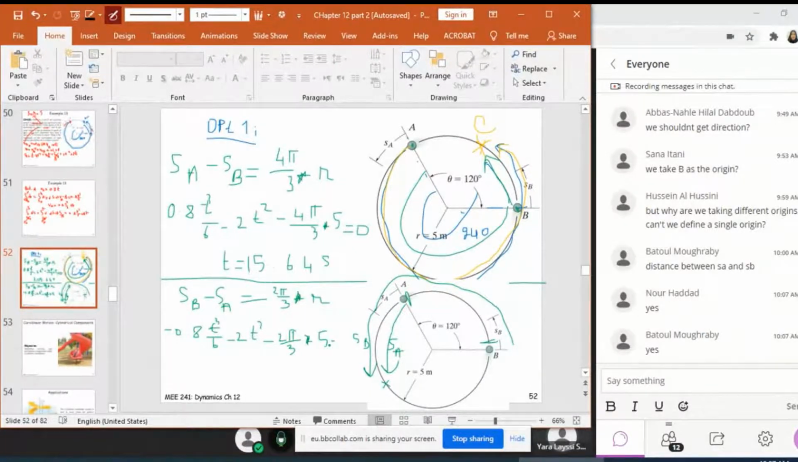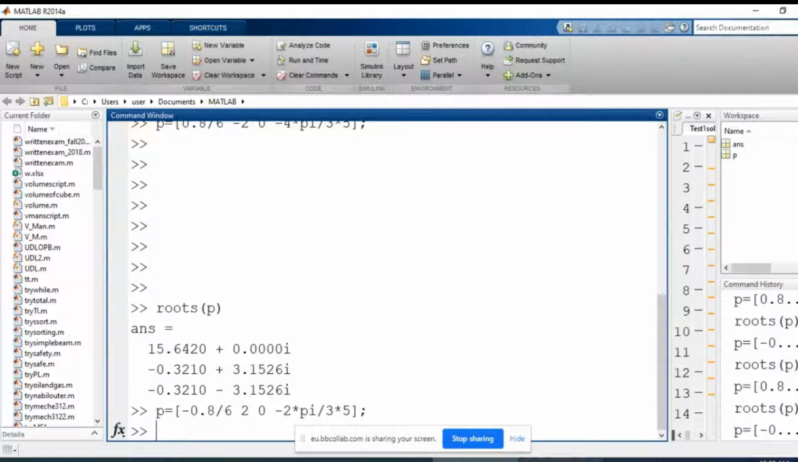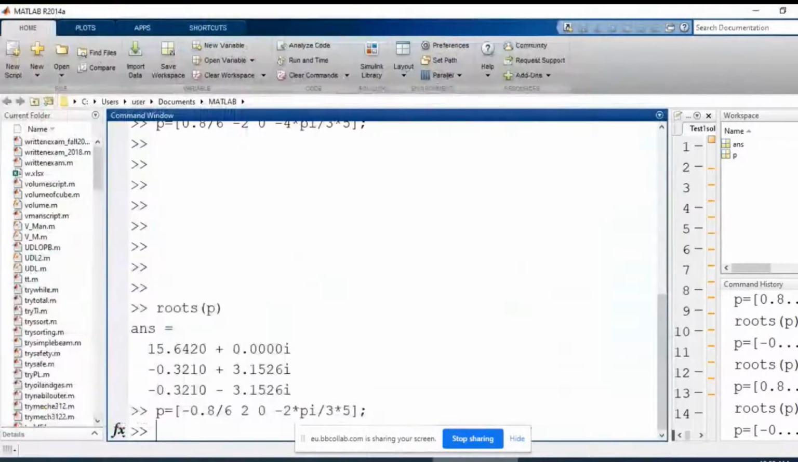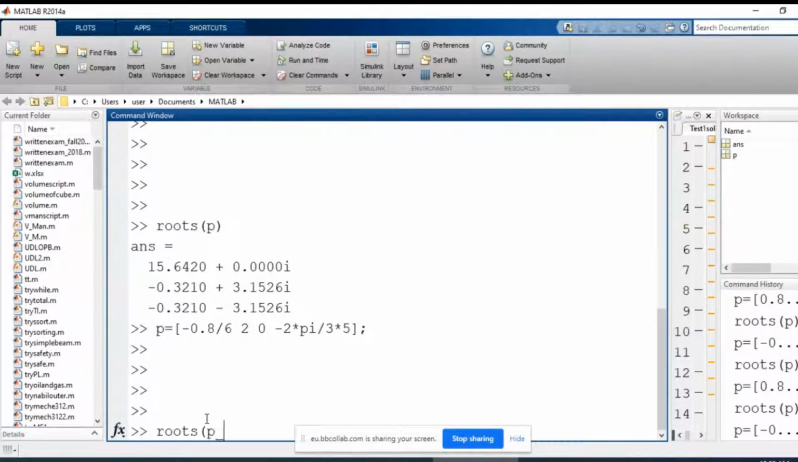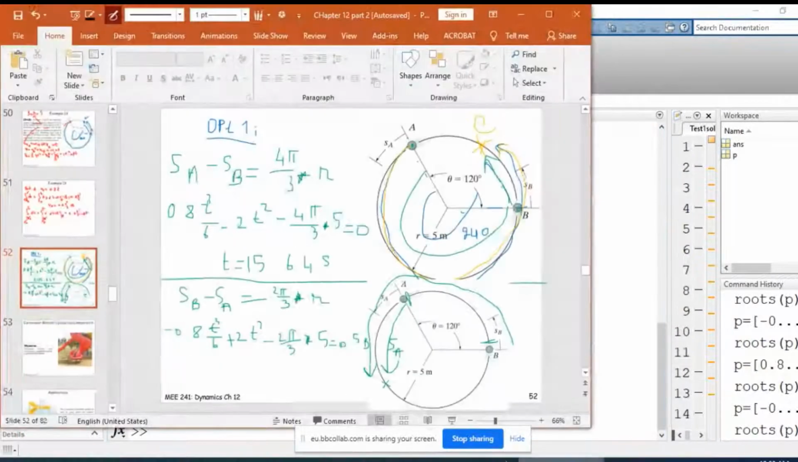And r is 5, of course, and this is equal to 0. So if I go to MATLAB and do the roots of this one, sorry guys, this is plus because minus is plus. So this will be my polynomial, and then I do the roots of p. In this case, I'm going to have 3 real values, but one of them is negative, and I cannot have a negative time, so I'm going to choose the first two, 14.63 and 2.5.